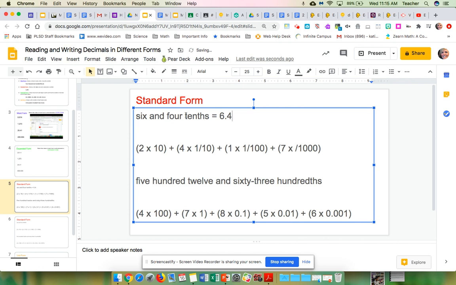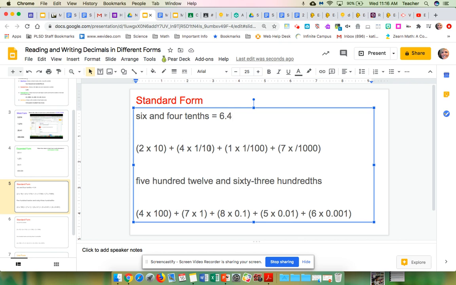The last thing you want to make sure is the 4 in the 10ths place? When I look at this number, the 10ths place is the first place after the decimal, the first place to the right of the decimal. So this is written correctly.